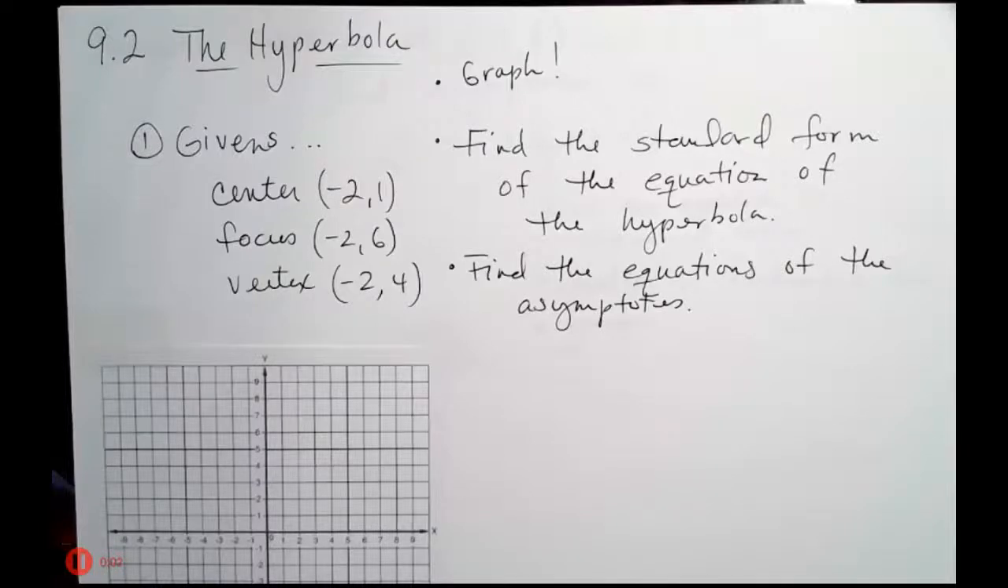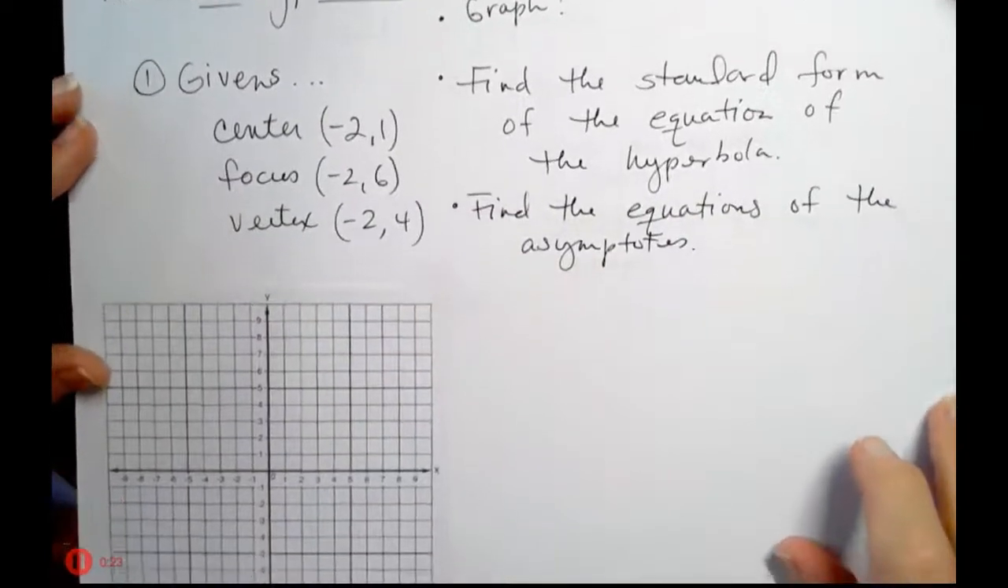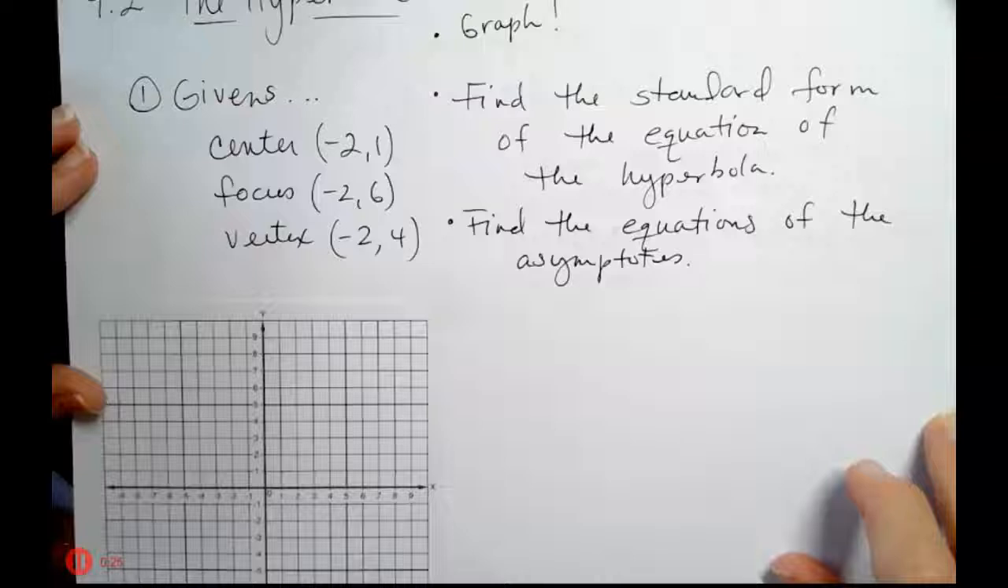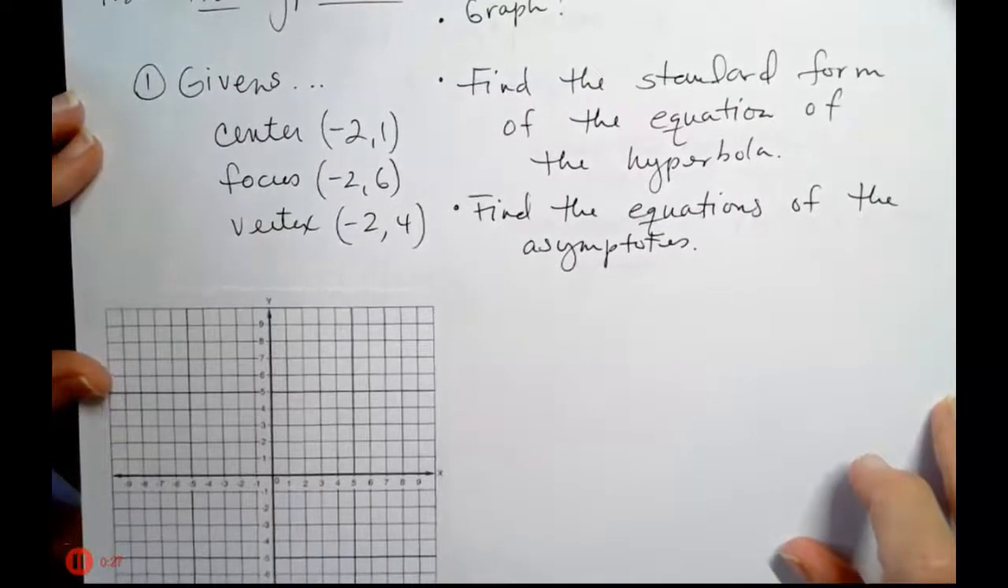Hyperbola practice problems. Here are our givens. We have the center point at -2, 1, the focus at -2, 6, the vertex at -2, 4. So the first thing I'm going to do is graph all my given information because we need to be able to have some orientation of what this is going to look like.